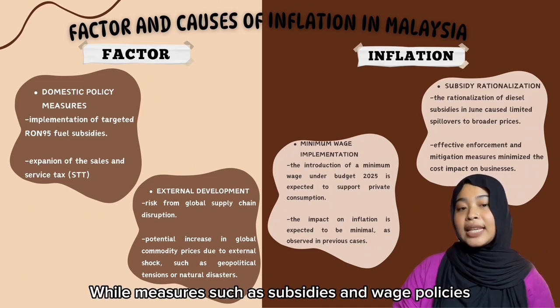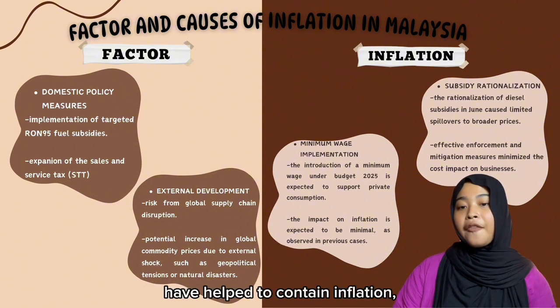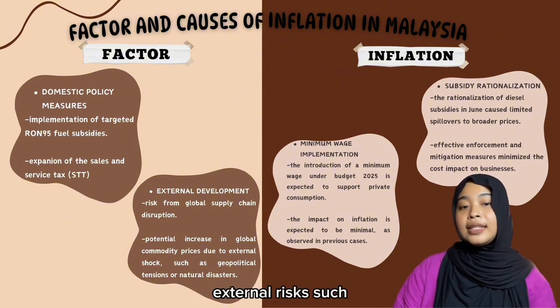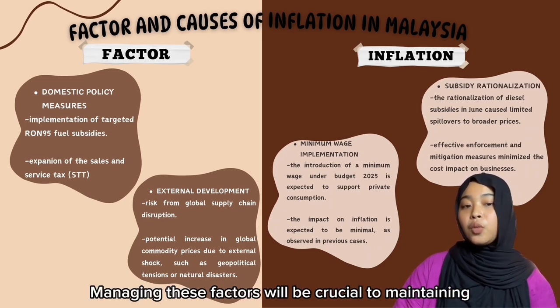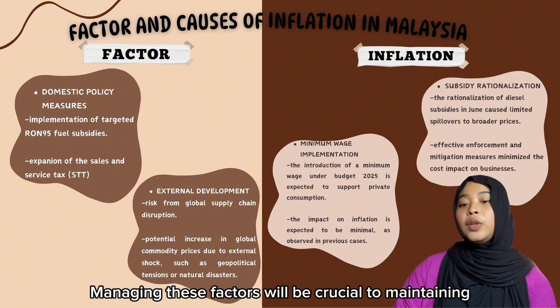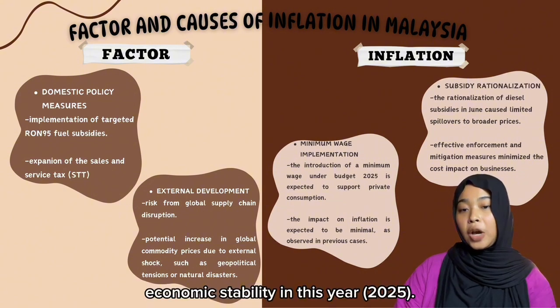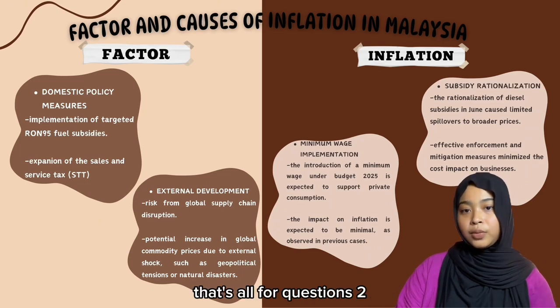While measures such as subsidies and wage policy have helped to contain inflation, external risks such as global commodity prices remain a challenge. Managing these factors will be crucial to maintaining economic stability this year. That's all for question 2.